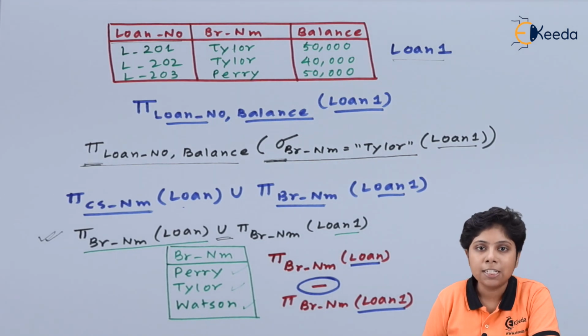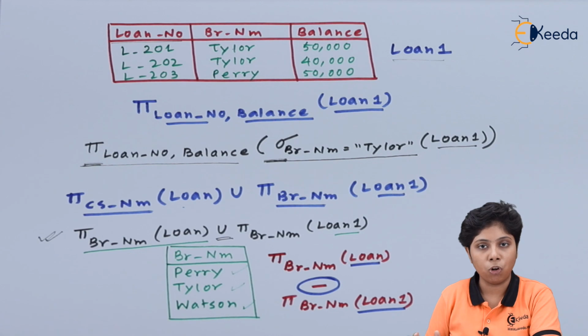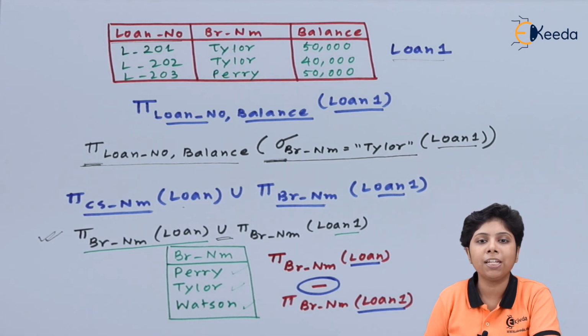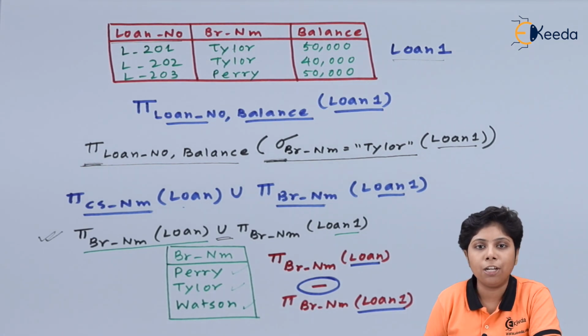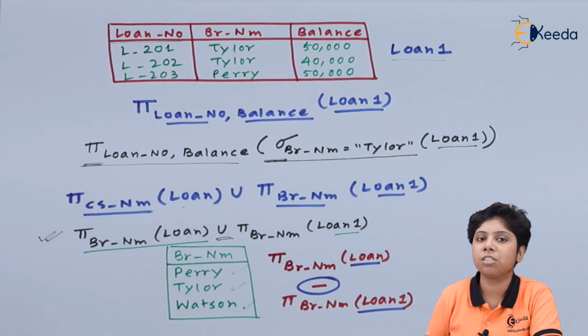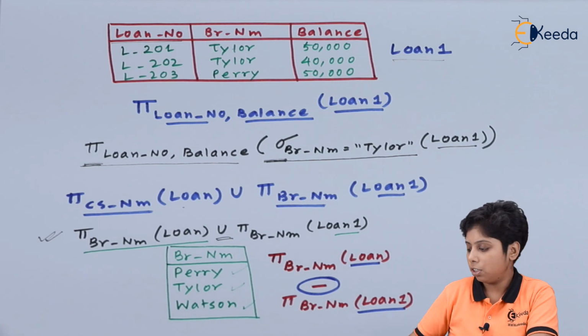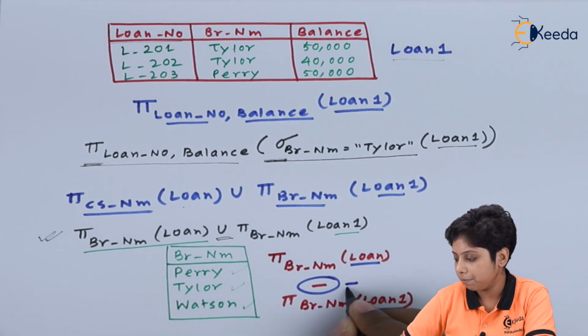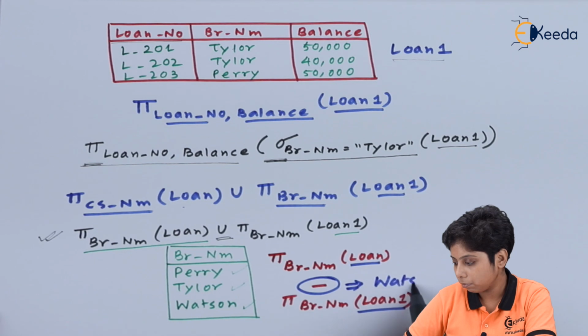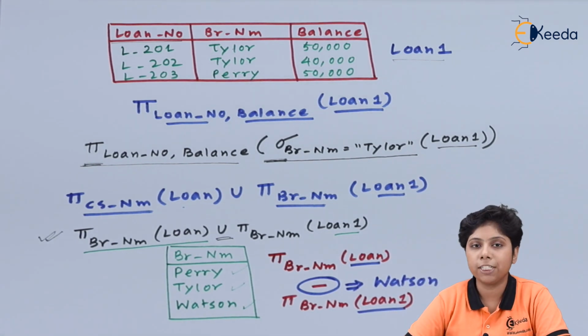So as a result, subtracting loan 1 from loan, we get the actual result: only the value that is not mentioned in loan 1 but is mentioned in loan. So the basic result is the subtracted value, the value that is present in the first relation but not present in the second relation. So here our result will be Watson for this query using the relation and the values.